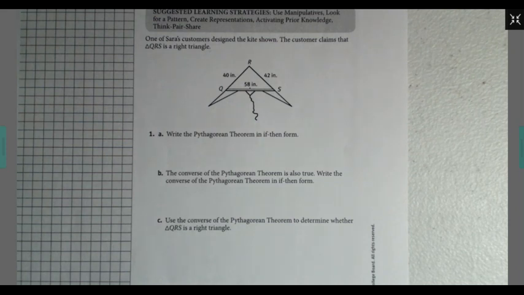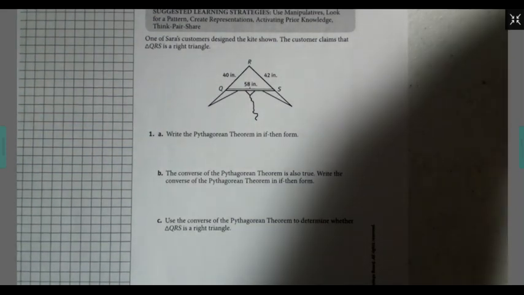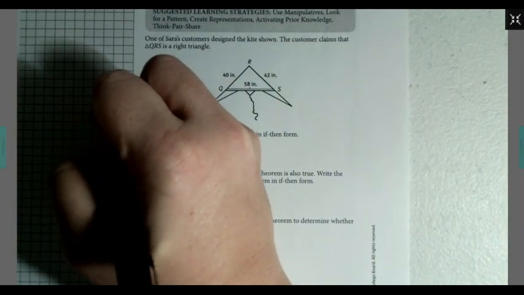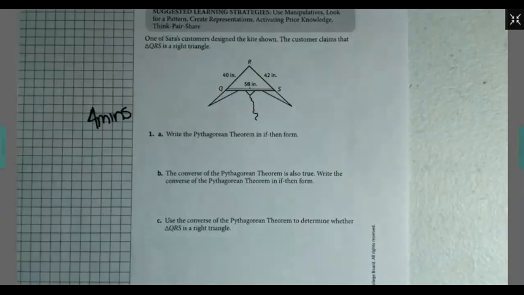So for this particular section, question number 1, I want you to take about 4 minutes to write the if-then form of the Pythagorean theorem, the converse of it, and then to determine whether these measures will give us a right triangle. Go ahead and pause your videos now.